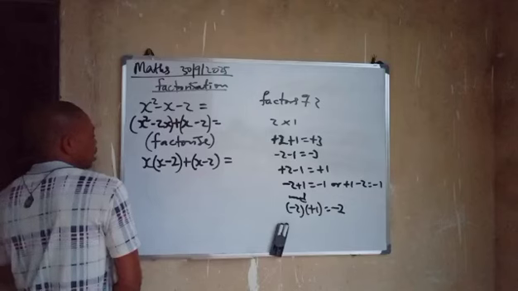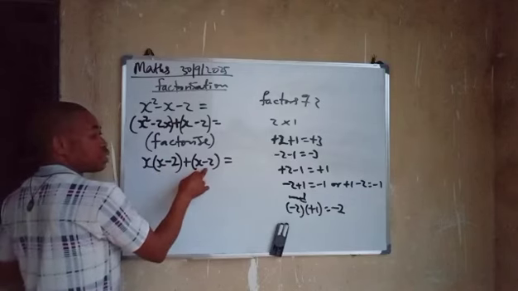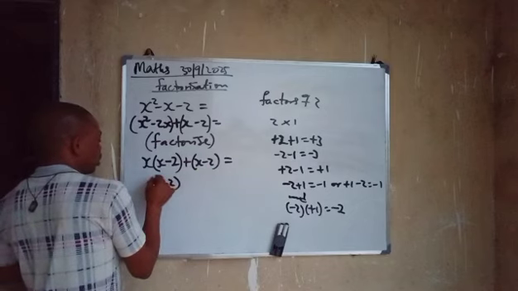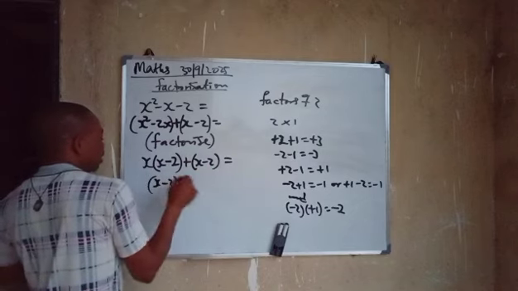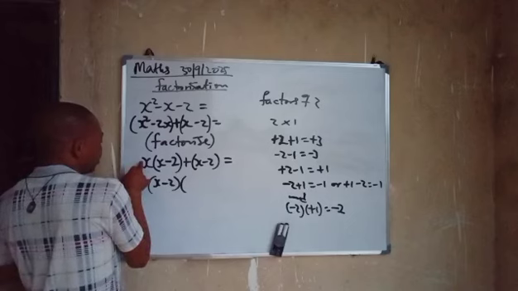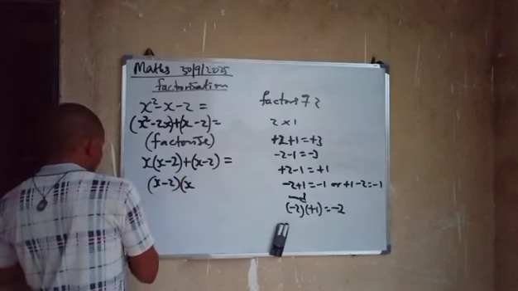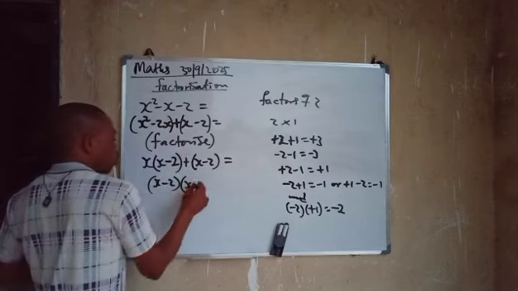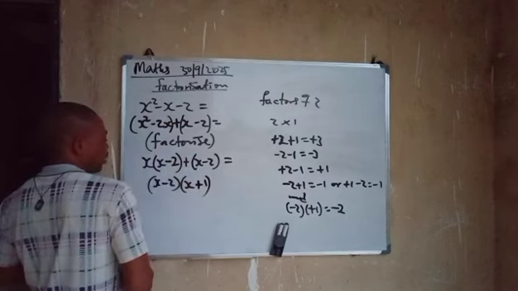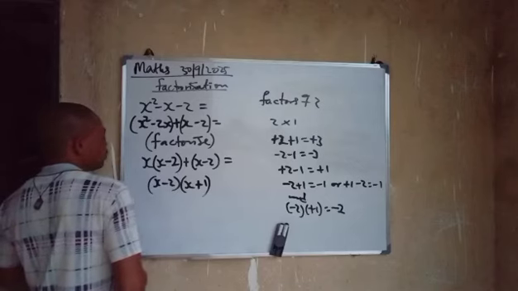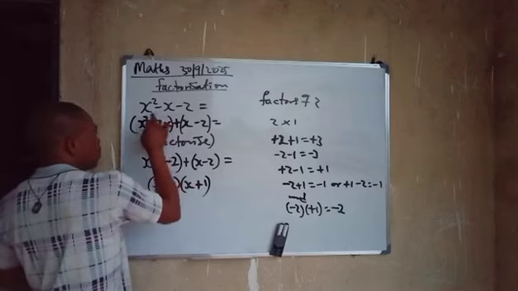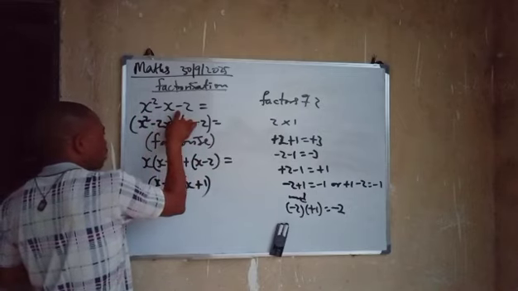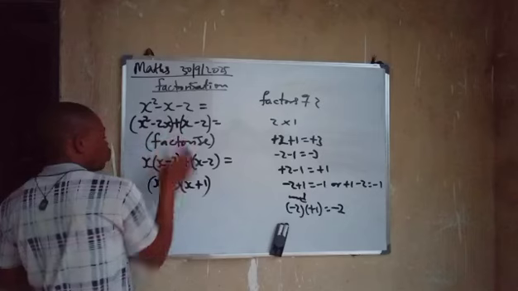Good. Now here we have x minus 2 and x minus 2. We now pick one factor, x minus 2, in one bracket. Then in the second bracket, we have this x outside here, plus, and if there is no number here, it means there is 1. Very good. So these are the factors of x squared minus x minus 2. This is the factorization of this quadratic.